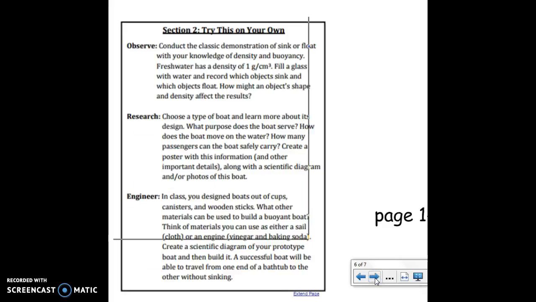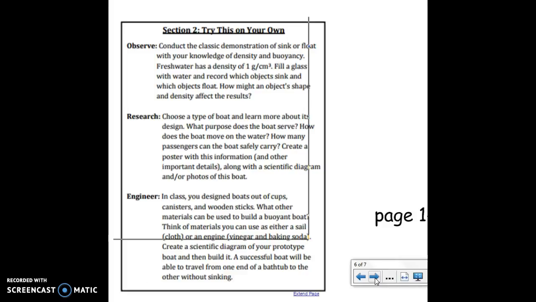Section 2. Try this on your own for extra credit. Observe. Conduct the classic demonstration of sink or float with your knowledge of density and buoyancy. Fresh water has a density of 1 gram per cubic centimeter. Fill a glass with water and record which objects sink and which objects float. How might an object's shape and density affect the results?